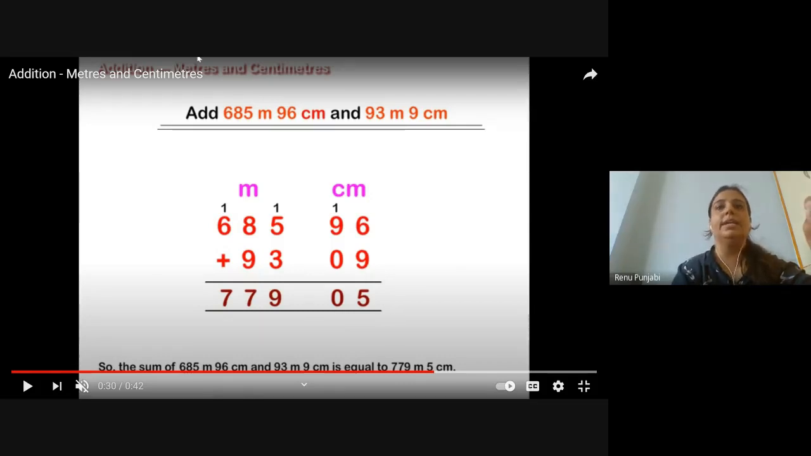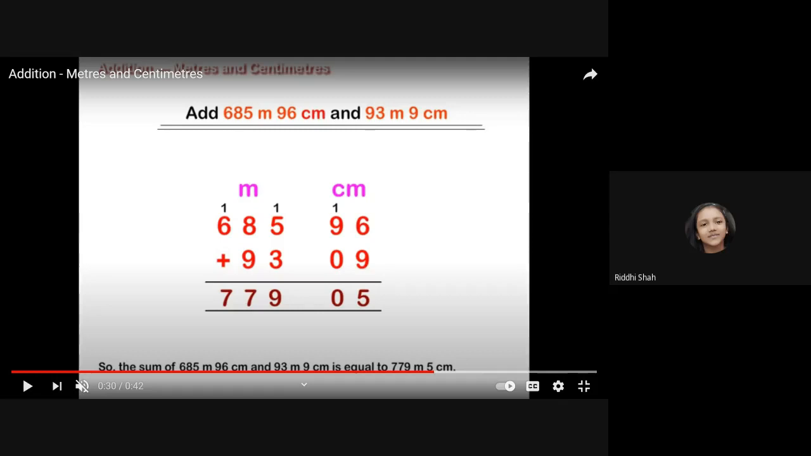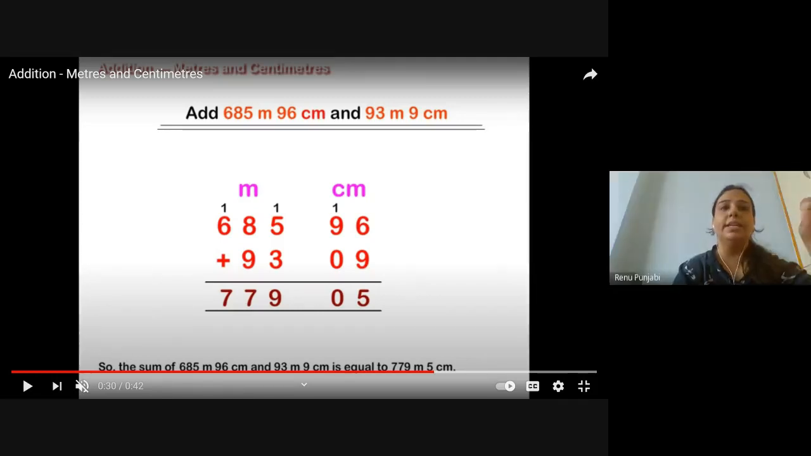Am I clear till here on how to add the numbers? Yes, ma'am. And when it is a single digit number, where you will write the 0 to copy it down, the 0 will come before the number. Clear? Can you see here the 0 is coming before 9? Yes, ma'am.